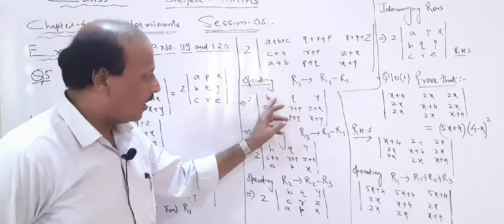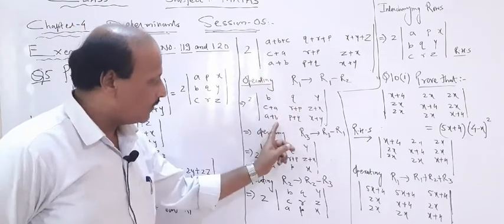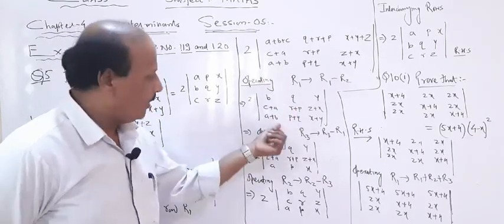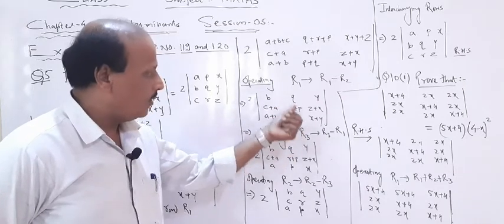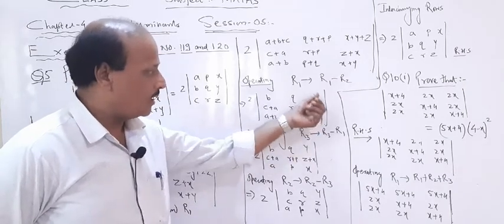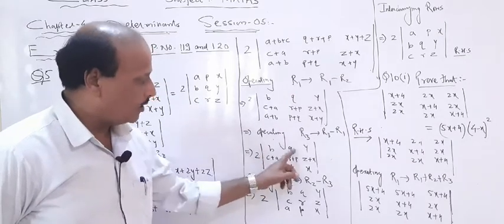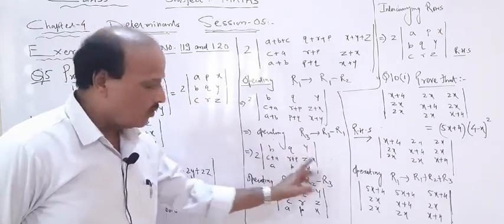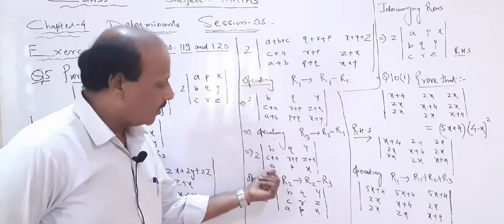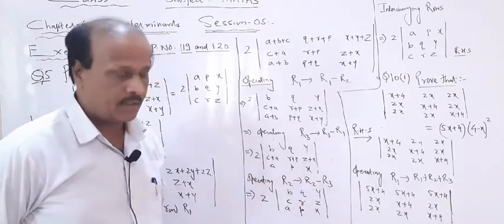Now, what is R1? R1 is PQY. You subtract with the R3. So, B will be cancelled with B, Q will be cancelled with Q, Y will be cancelled with Y. So, now the new determinant will be BQY, second row will be as it is, and third row will be APX.